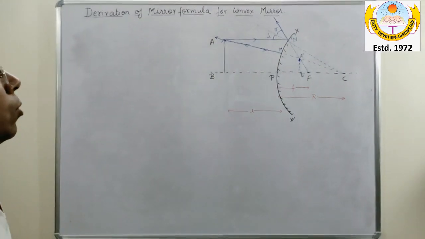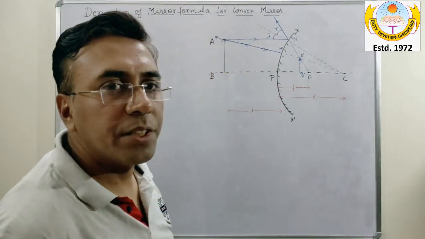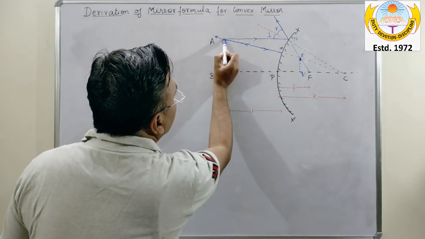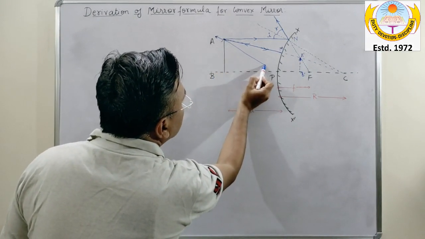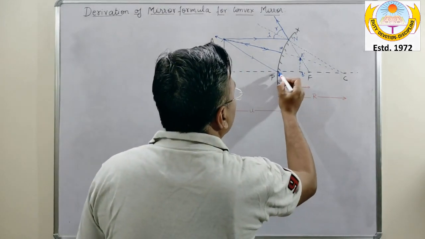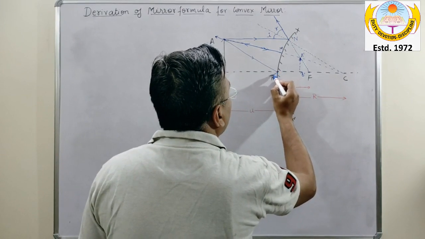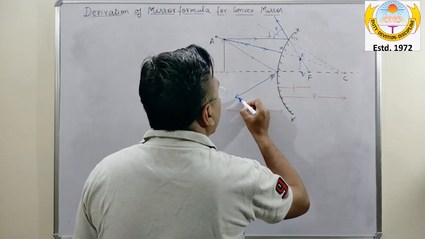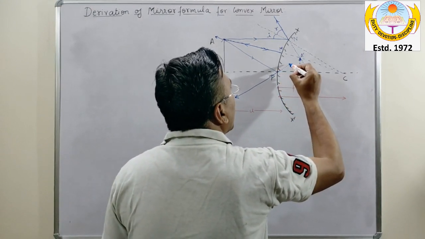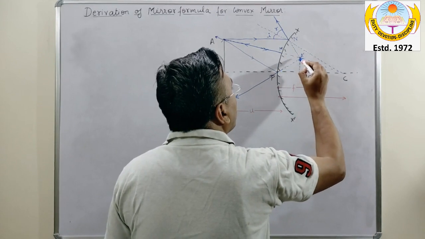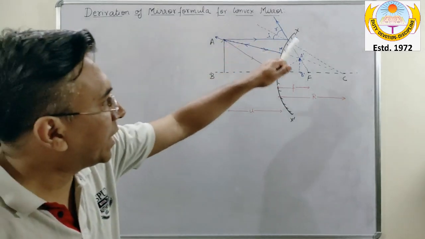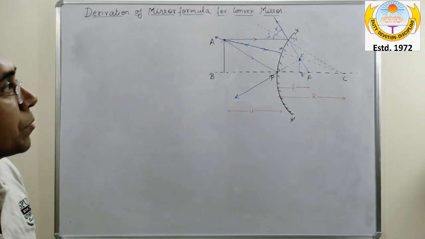Okay. Now apart from these two standard rays which we have drawn, we will draw one more ray from point A. Say the ray is directed towards the P and obviously this ray will undergo reflection. Now when I extend this reflected ray backward, then this reflected ray will also meet at point A dash. Okay, so our ray diagram over here is ready.